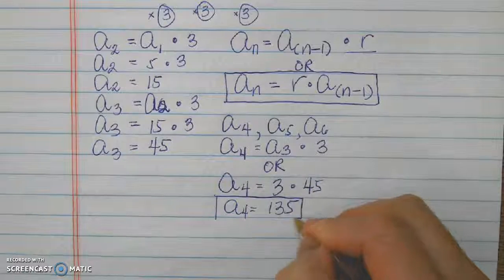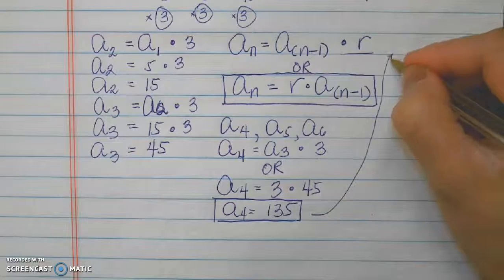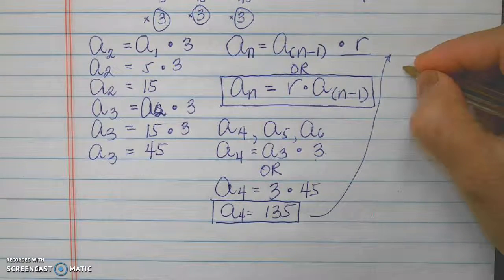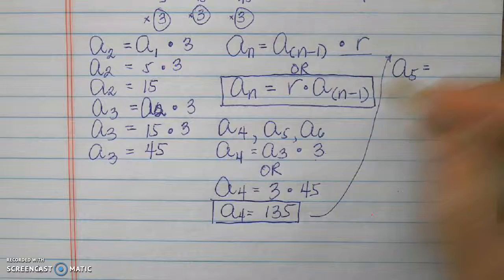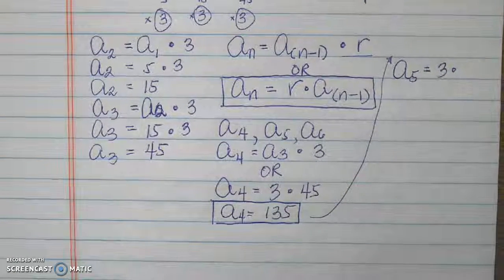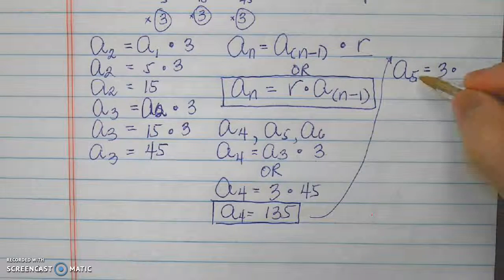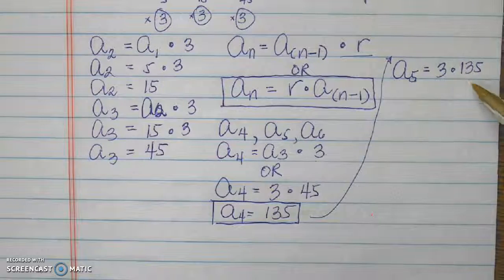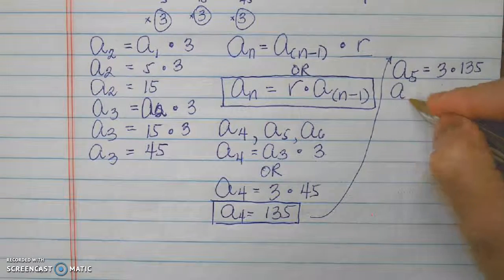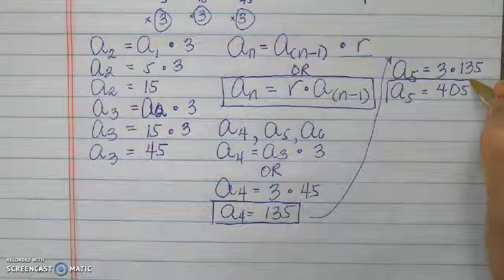Good job on that one. All right, now I'm looking for A5. My A5 is R times A4, so 3 times my A4, which is 135. And 135 times 3 is 405. It's my A5.